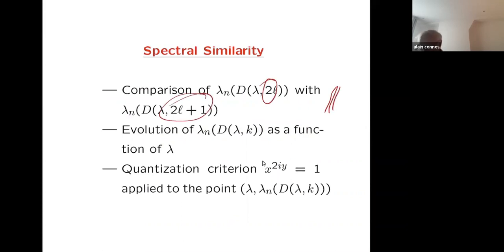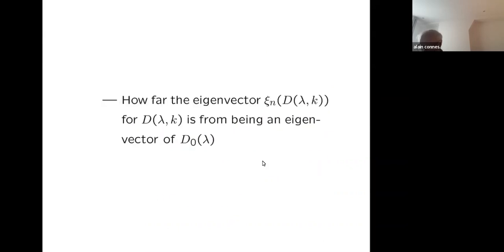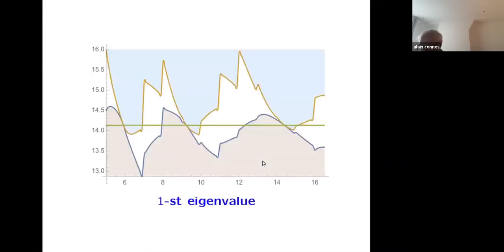And what did we find? We find something this time which was really amazing. So what we found is that, for instance, if you look at the behavior of the first eigenvalue, and if you condition with 2L, you get this blue curve. If you condition with 2L plus 1, you get this other red curve. And of course, in general, they don't agree at all. I mean, there is no reason, because you add one more condition.